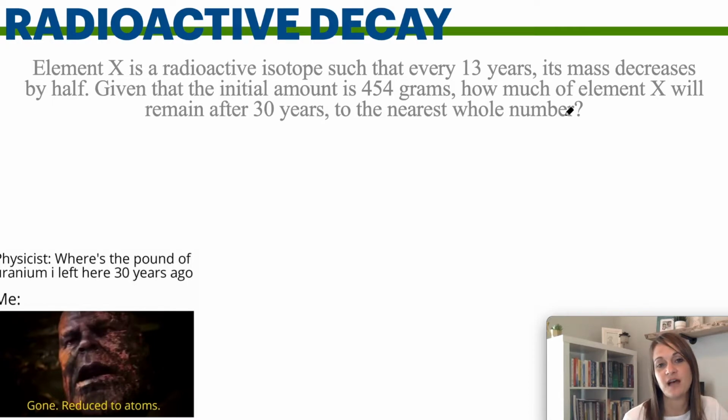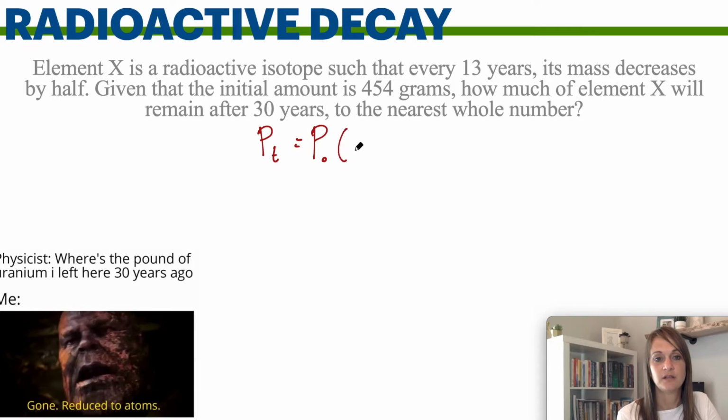Element X is a radioactive isotope such that every 13 years the mass decreases by half. In a previous video, we actually discussed the formula. They gave us the formula for finding a half-life. It was P of T equals P of O times 1/2, because you're taking half, to the power of T divided by D. So what that means is the initial amount is 454, and you're taking half of that, meaning half of the half-life would be 227.